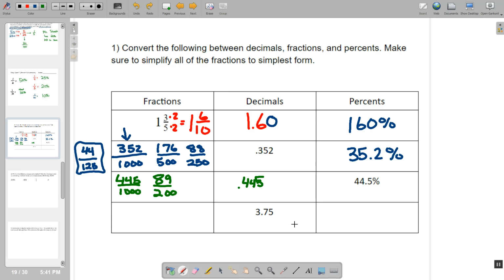Our last problem is 3 3/4, which we can write as 3 75/100. We know that 75/100ths is one of the fractions that we're supposed to have memorized, so it's 3 3/4. As a percent, once again, I move that decimal 2 to the right, and I get 375%.